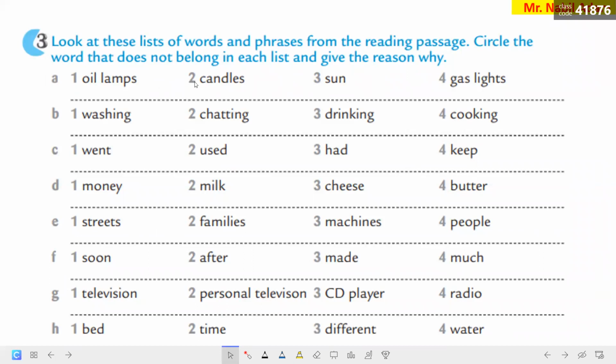Oil lamps, candles, sun, gas lights. Which one is different? The sun is different. Why? Because it is not man-made. Oil lamps, candles, and gas lights are all man-made. But the sun is from Allah.